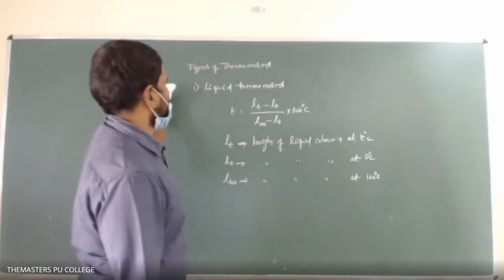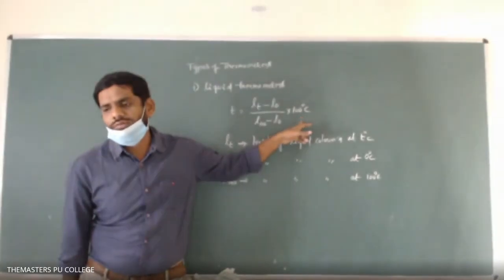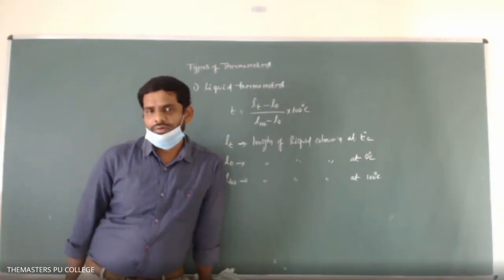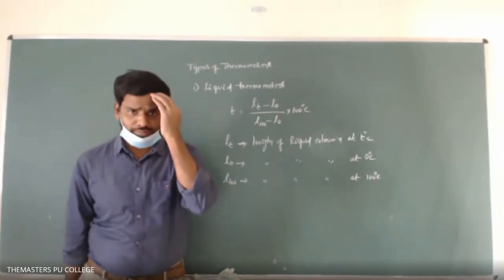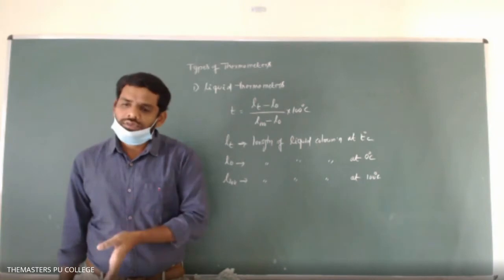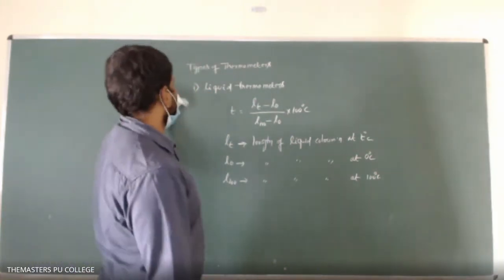Sir, can't we use it for Fahrenheit and Kelvin? This formula? Once you know the value in centigrade, it is easy to convert to Fahrenheit and Kelvin scales. Once you know the temperature in any one scale, it is easy to convert to the scale which we require. So it's not an issue, I hope. Yes, sir. Thank you, sir.